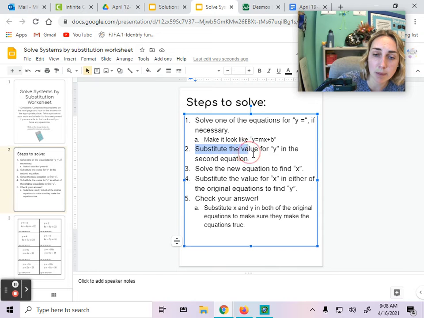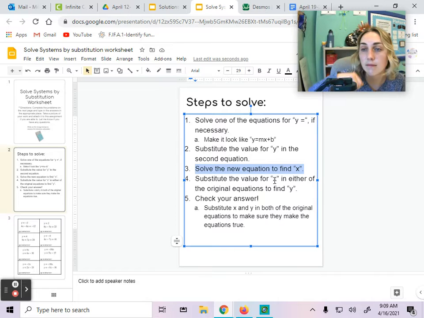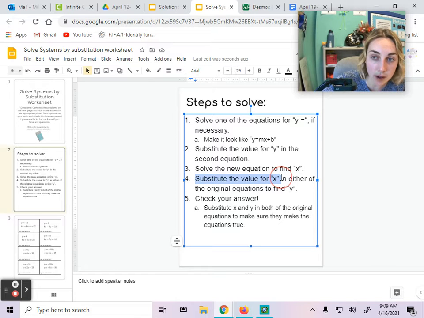Step 2 says you're going to substitute the value for y equals into the second equation for y, okay? And then once we substitute it in, we can solve for x knowing our rules to solving equations we did the past couple of weeks. Once we find x, then we can substitute our known value for x into one of the original equations in order to find y. Once we have our x and our y value, we have the ordered pair. And we have our answer.